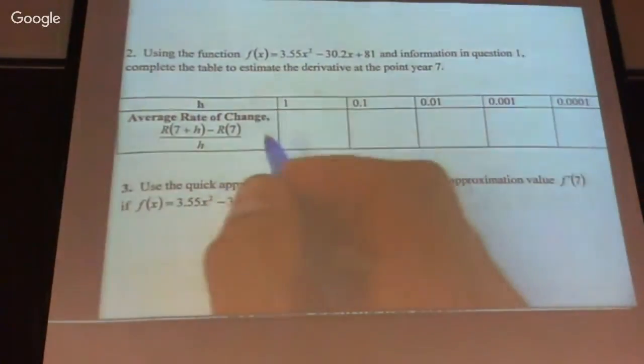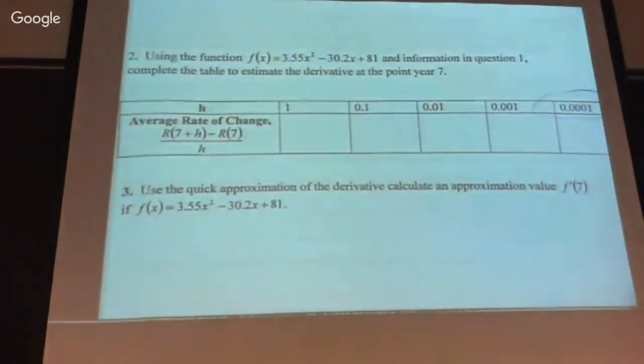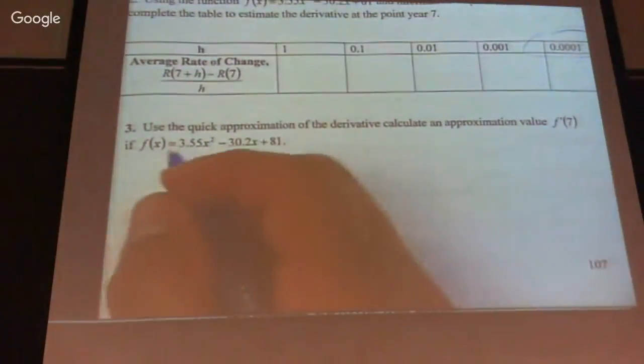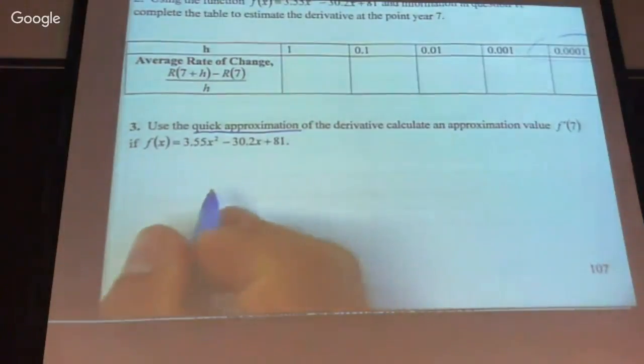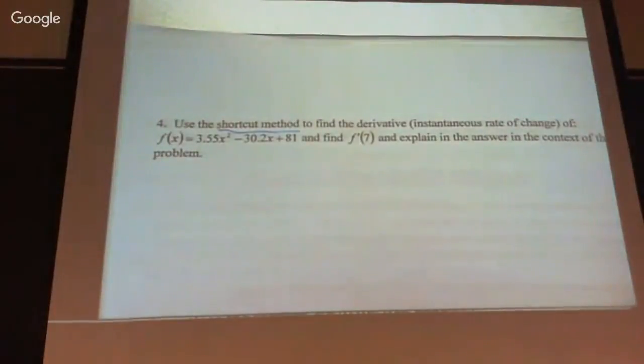Here, we really focused on as we get closer, but the big focus was 0.001. Please note, number 3 says use quick approximation. That is a specific method that I want you to use to find the answer for year 7. Question 4 also wants you to find year 7, but it's using the shortcut method. That means take the derivative by moving the exponent in front, and so on. But what do you notice about 3 and 4? It should be the same answer. It's the same answer, but 2 different methods.